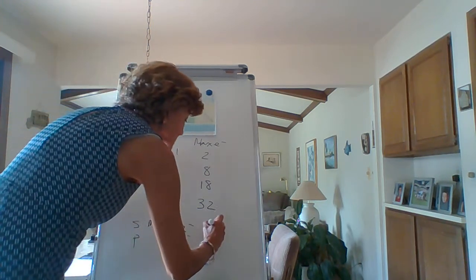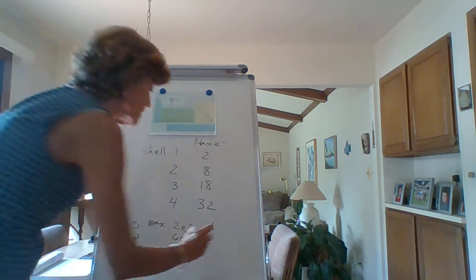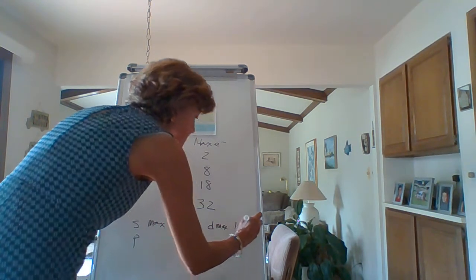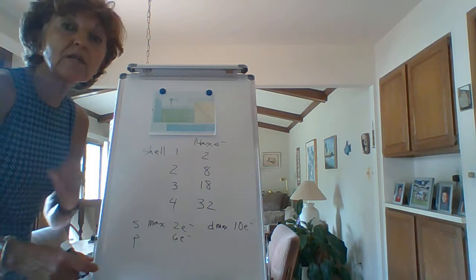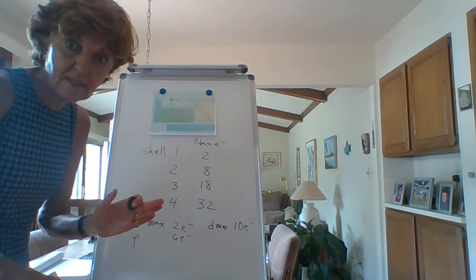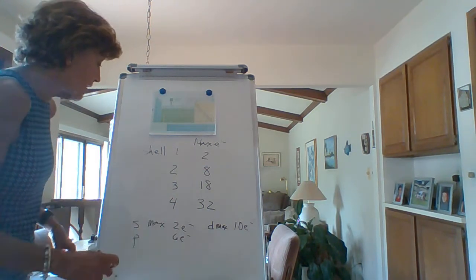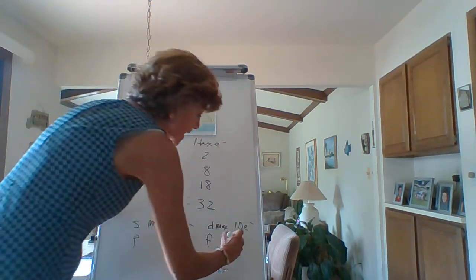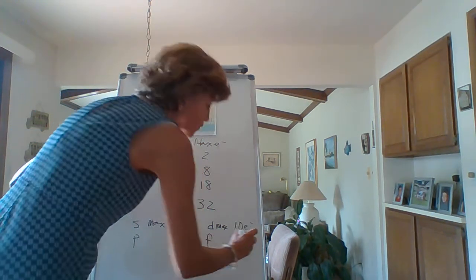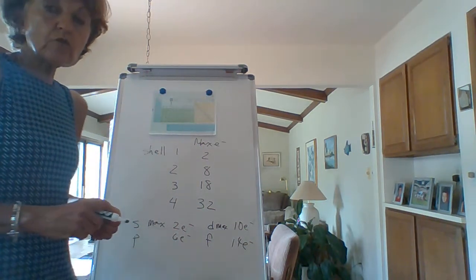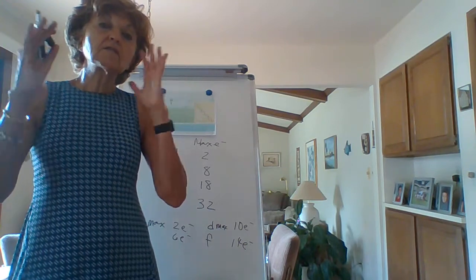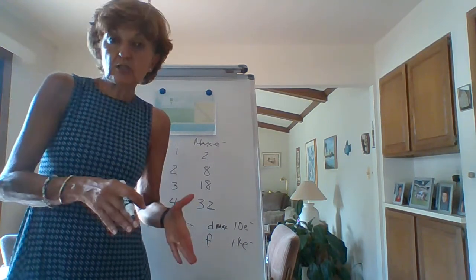When you've got a D subshell, maximum of 10 electrons. Okay, you can have less than 10, no more than 10 though. And then finally with the F subshell, you have a maximum of 14 electrons. So remember, we said that the electrons are located in subshells within the shells.